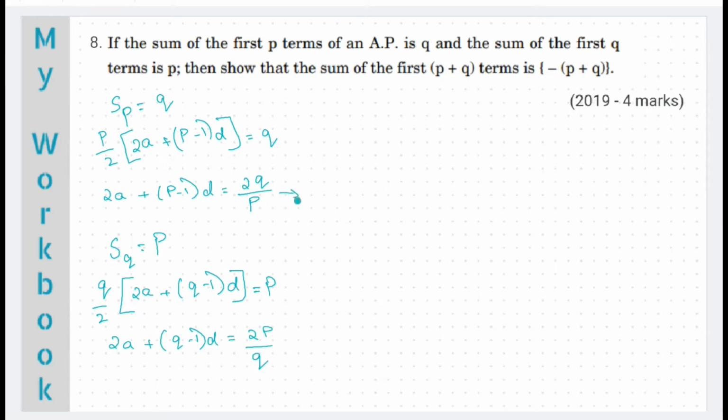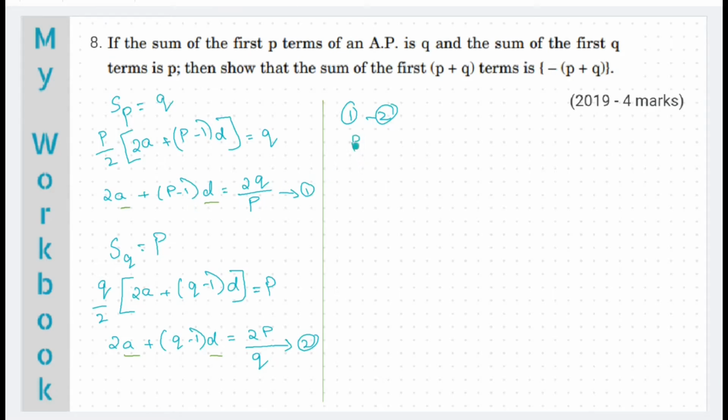Let this be equation number 1 and this one be equation number 2. We have two equations in terms of variables a and d. We can solve these two to find the value of a or d. Let's subtract the first and the second equation. 2a minus 2a gets cancelled.